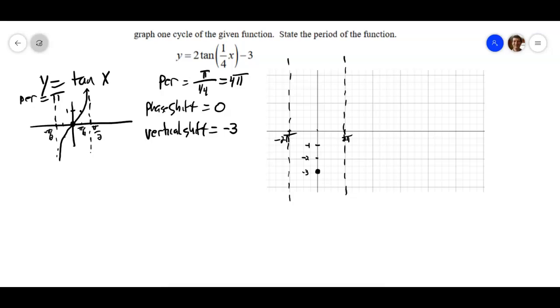Okay, now we've taken the phase shift into account. We've taken the vertical shift into account. We've taken the period into account. We have asymptotes. What's left is normally from this center point, halfway in between the asymptotes, we would go halfway to the right to the asymptote and up 1. This one will go halfway to the right in the asymptotes and up 2 from there.